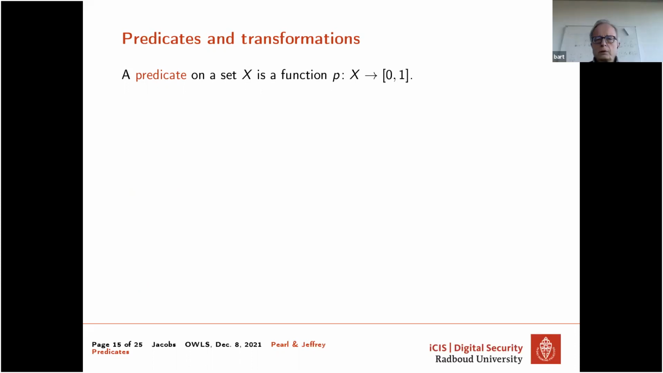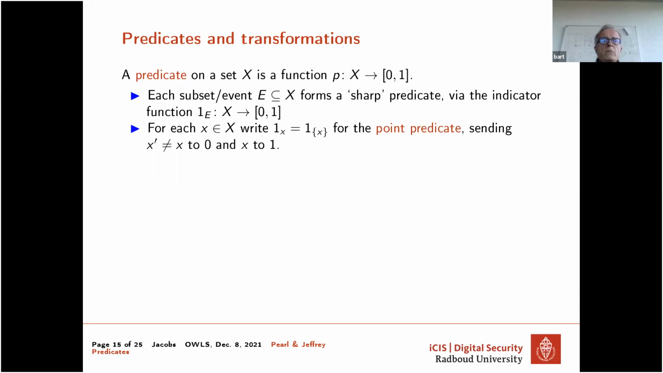So let me continue with the logical picture. A predicate is a function to [0, 1], the unit interval. And a subset forms a sharp predicate as an indicator function. So it's 1 on elements in E and 0 on elements outside E. And for an element in X, I write 1 sub X for the indicator of the singleton, which I call a point predicate.